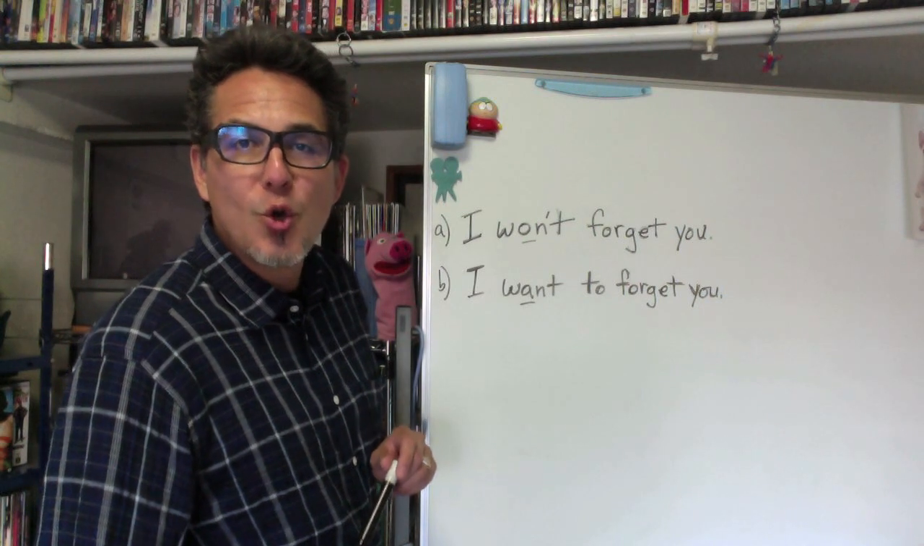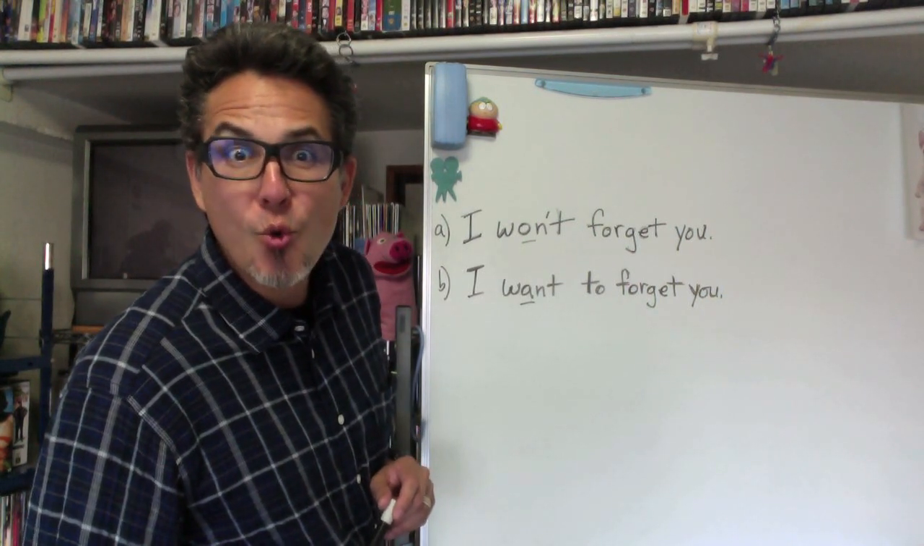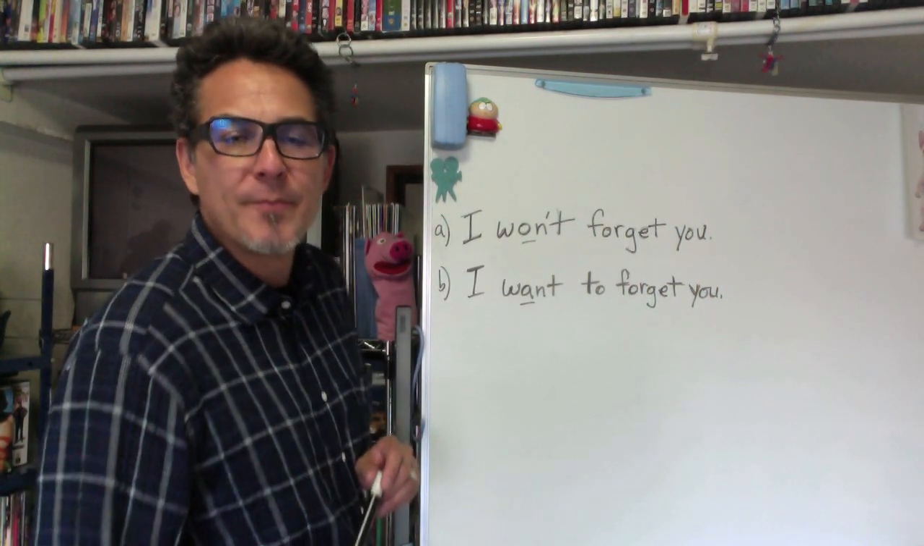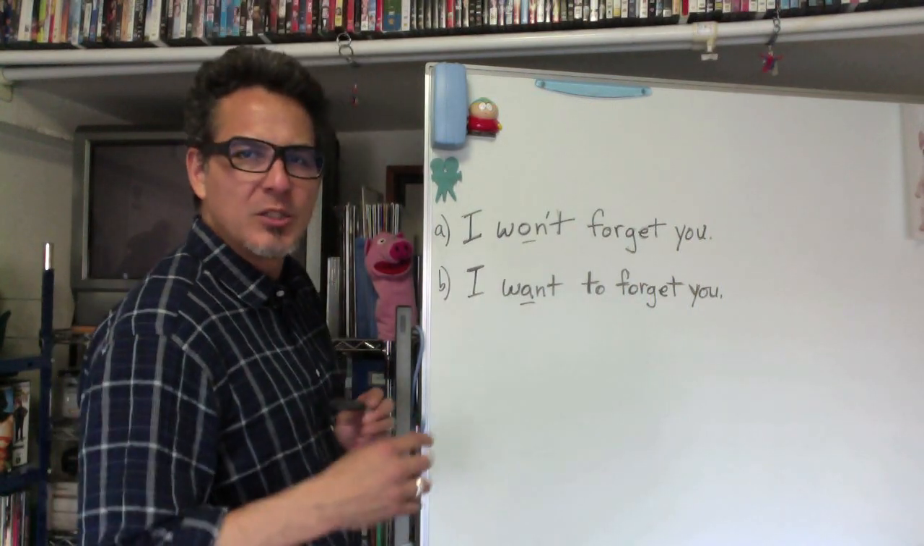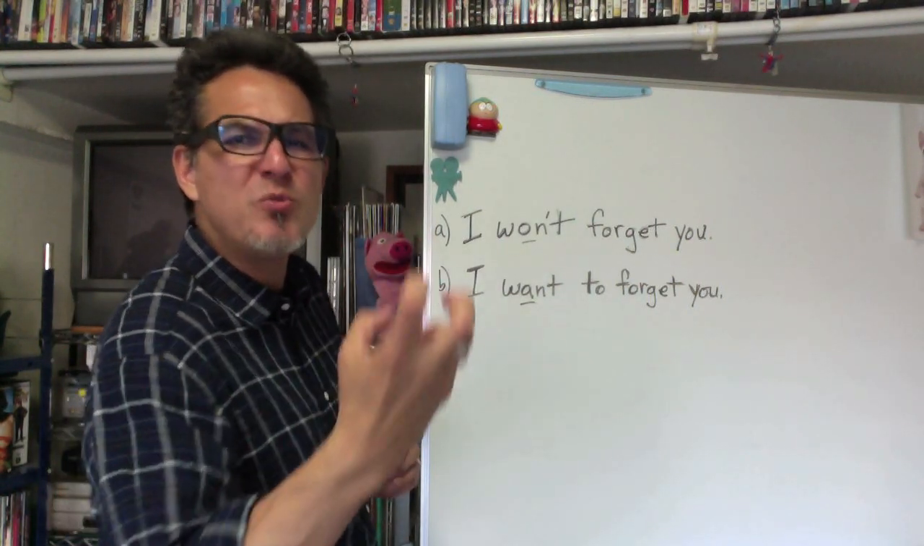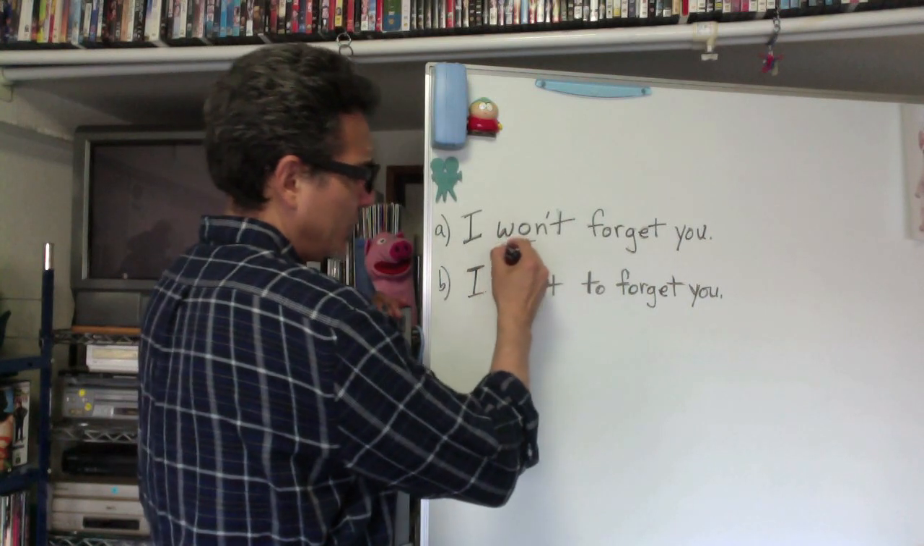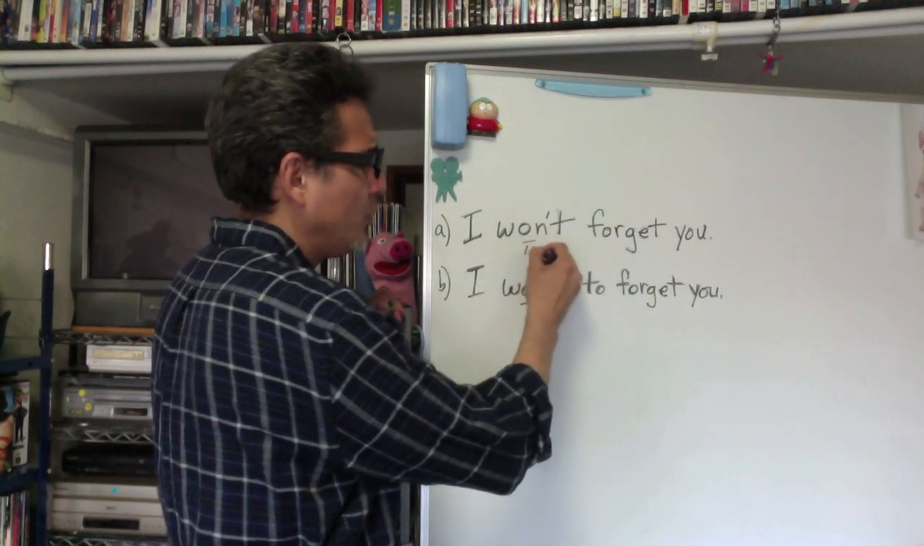Whoa. Almost like I'm kissing. Whoa. I won't. I won't. Unt. There's an unt sound there. I won't forget you. So when you make the sound, there's actually two vowels.